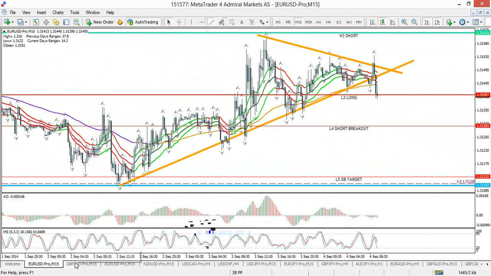Alrighty. Pretty choppy piece of price action here on the 15.